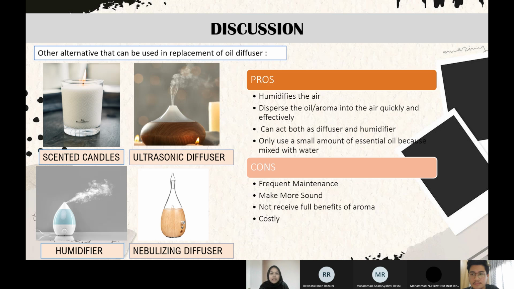Okay, for other alternatives that can be used in replacement of the reed diffuser, we can use scented candles, ultrasonic diffuser, humidifier, and nebulizing diffuser. The pros and cons of these: it humidifies the air, disperses the oil or aroma into the air quickly and effectively compared to the reed diffuser, can act both as diffuser and humidifier, and only uses a small amount of essential oil because it mixes with water. As for the cons, the cost, frequent maintenance, it will make more sound, not receiving the full benefits of the aroma, and costly.